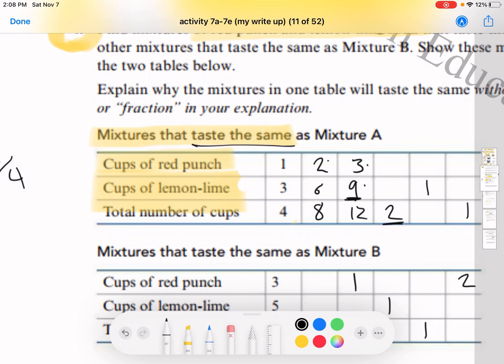Say I had 2 cups here. Well, that is half of this, which means I would need half of this, and I would also need half of this. And hopefully 1/2 plus 3/2 is 2.